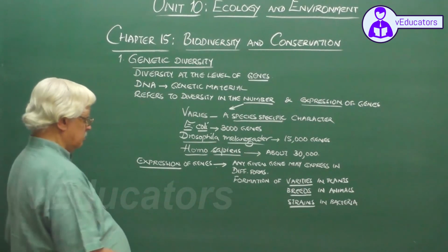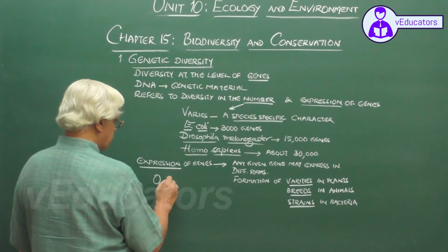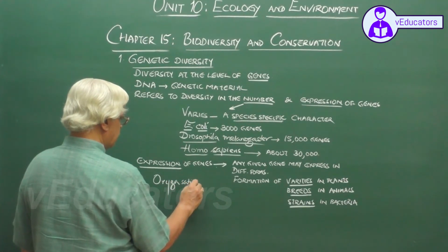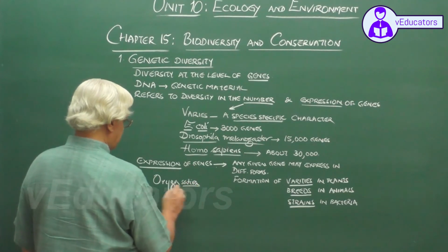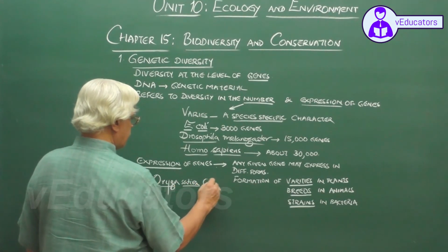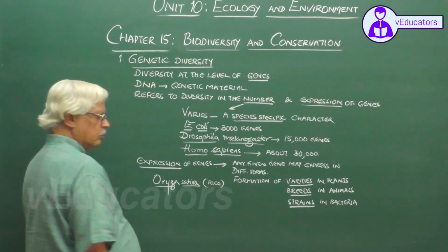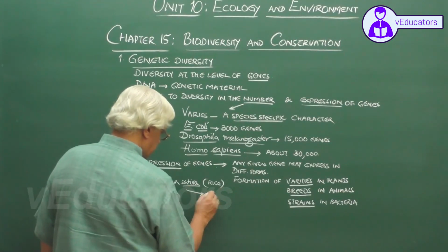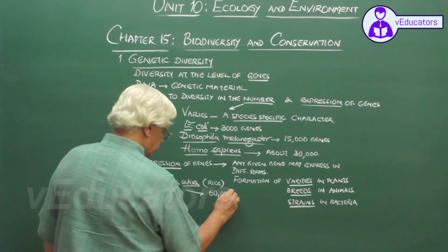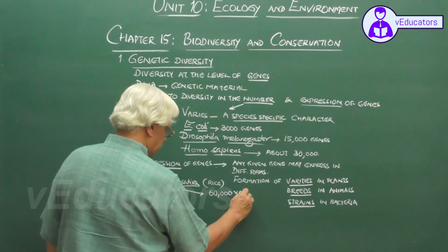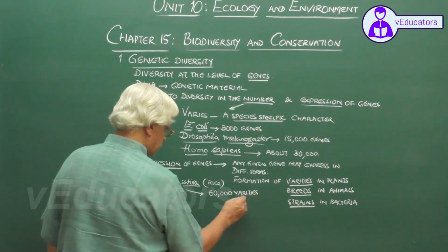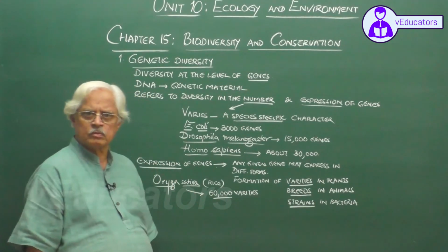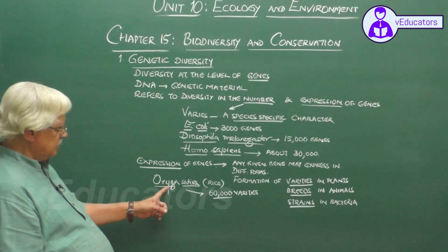For example, the rice plant, Oryza sativa, is known to have all over the world about 60,000 varieties, all belonging to the same species.